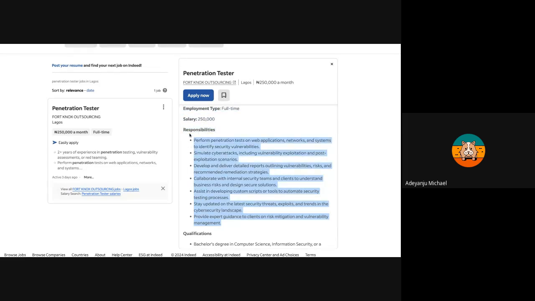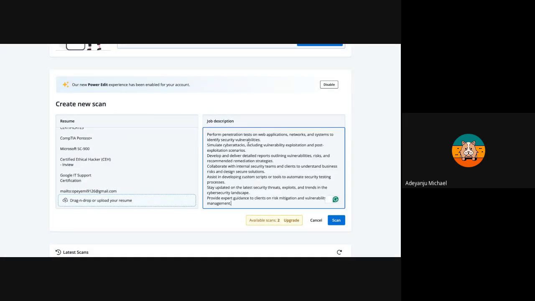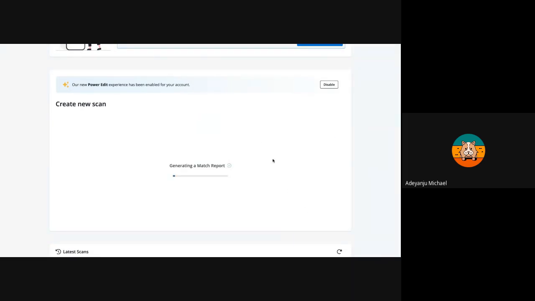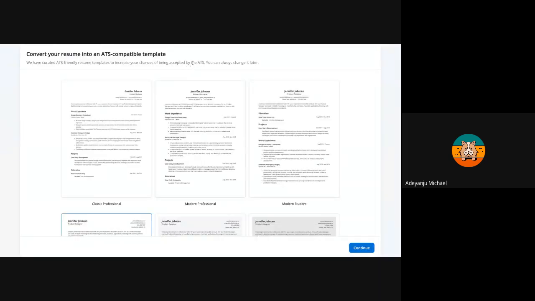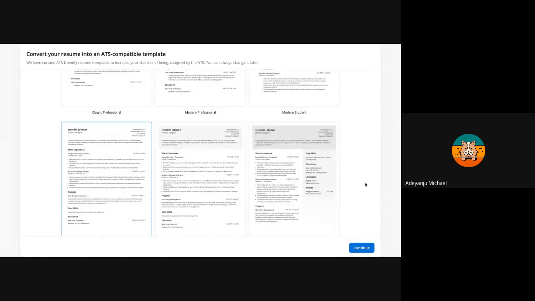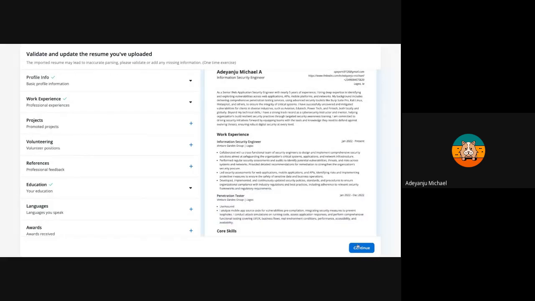Right. Perform penetration test, web application, network, system. Now I come back to this place, then I'll paste in my job description, just to see if I really match what these people are actually looking for. So let me perform a scan. I don't know why these people are showing my resume like this, but let's just continue. Okay, can you see what my resume is looking like? Anyways, let's proceed.